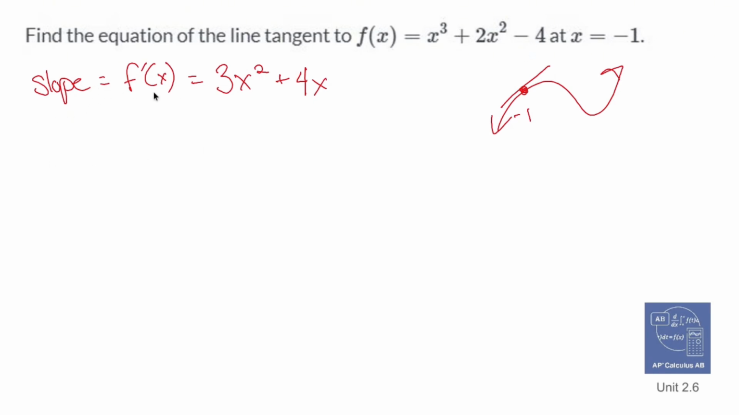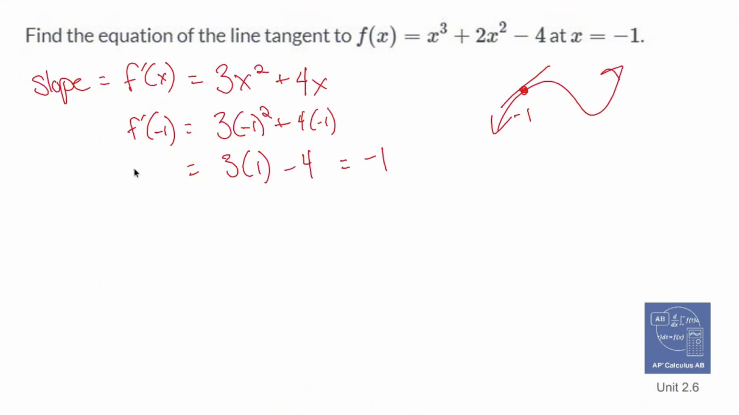Now, I care about my slope when x is -1, so I have to take f prime of -1 and plug in -1 to both x's. 3 times -1 squared plus 4 times -1. That gets me 3 times regular 1 minus 4, which is going to be -1. So my slope is -1.